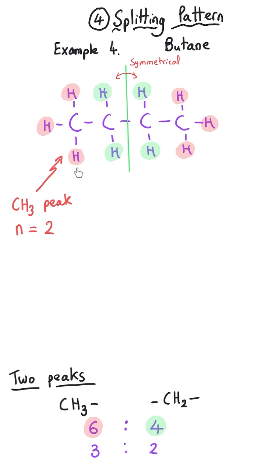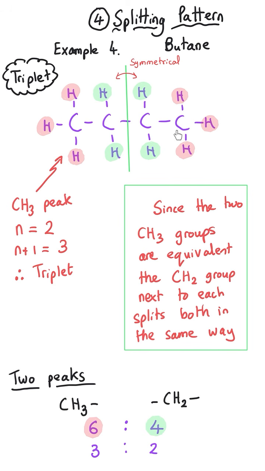So for the CH3 peak, there are 2 hydrogens on this CH2 group, and so this peak will be split twice, and so it will be a triplet. It will be a size 3 triplet. And so the important part there is that because there is a CH2 adjacent to this, that will split the peak. The CH2 adjacent to the other one is saying that this peak will be split in the same way, and so it will be a triplet.